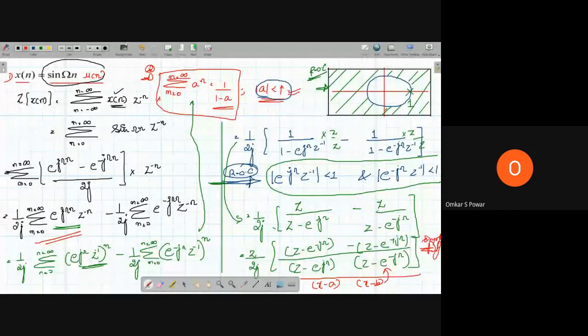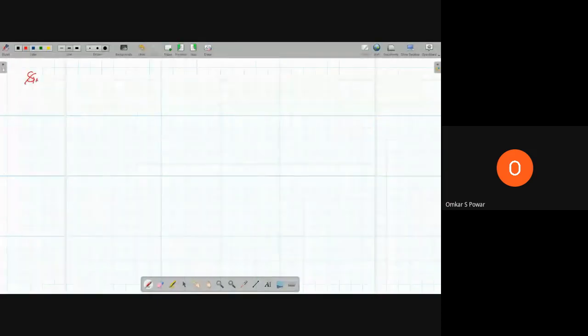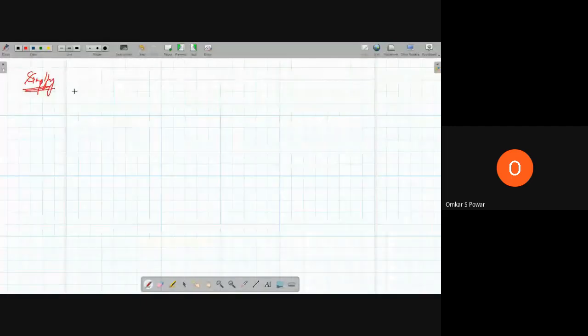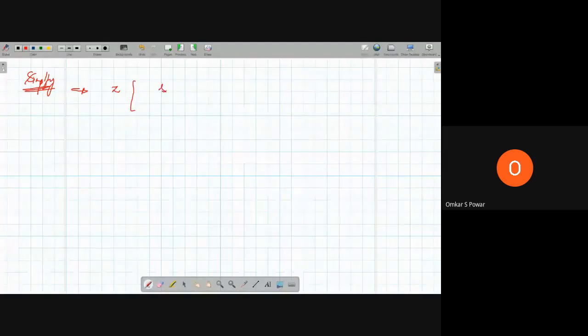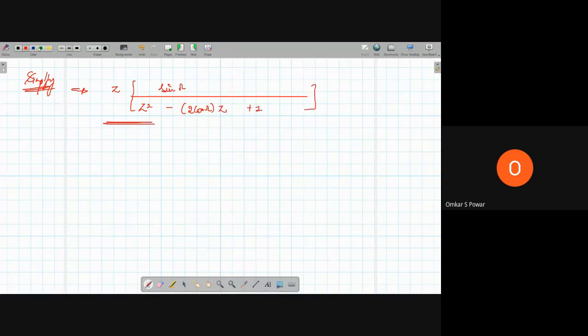So after simplifying, that is left for you to do. Okay, you should get the answer as z into sine omega divided by z square minus 2 cos omega into z plus 1. Okay, so this should be your answer. Simplify that one. It's mathematics, it's easy. So use that x minus a into x minus b and express in terms of cos, you'll get the answer. So only 2 steps are there.